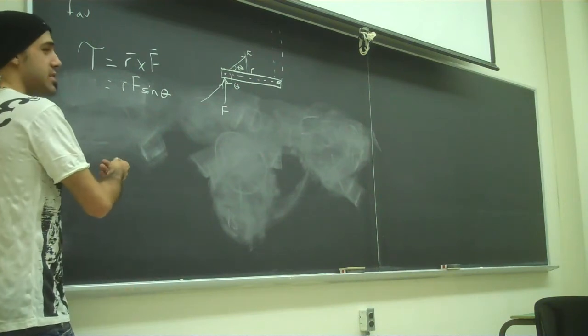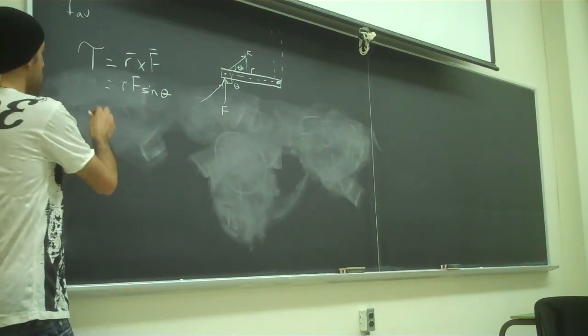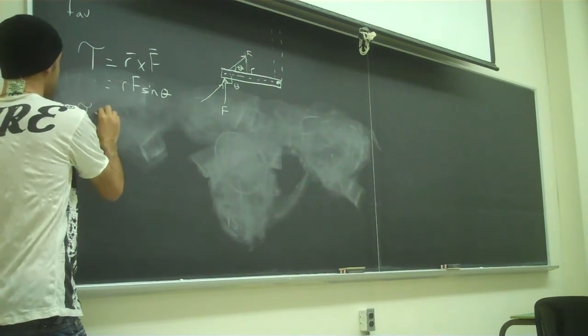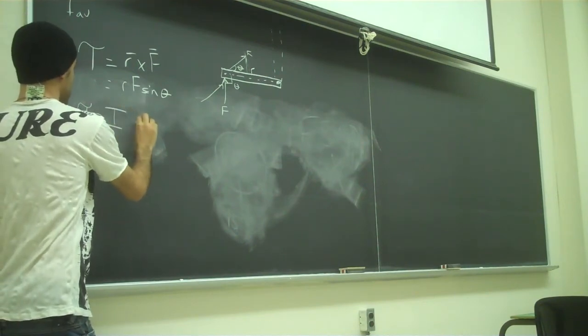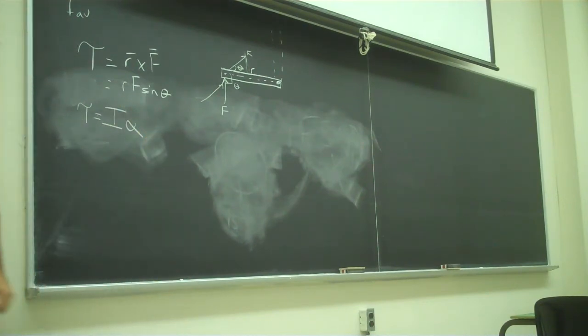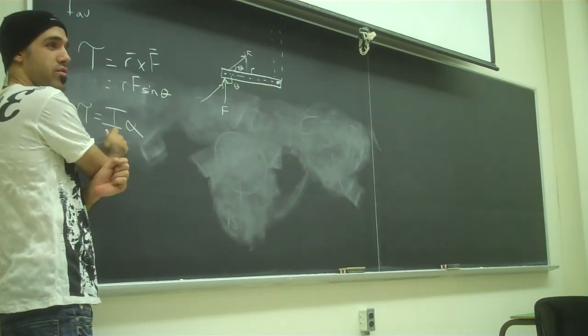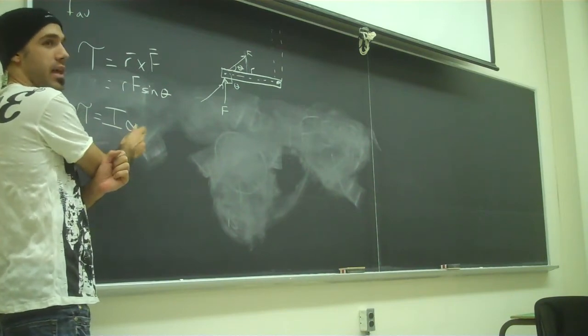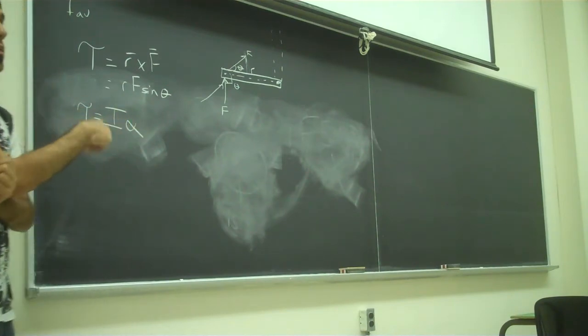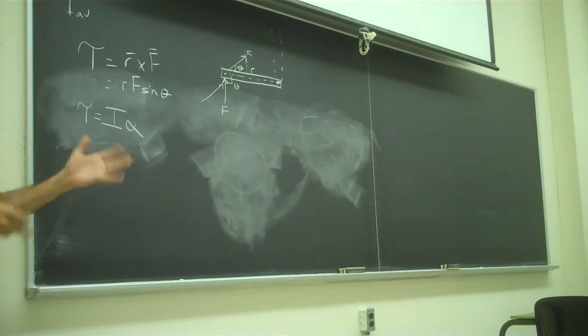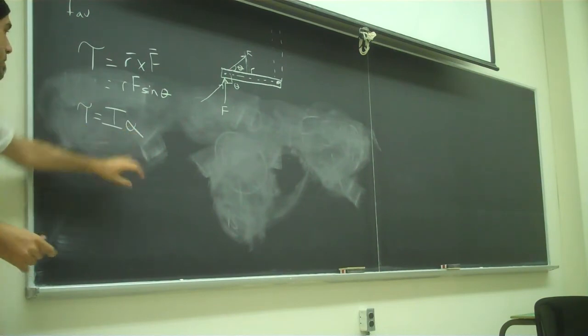Okay. So now I should also mention that the torque is also equal to this. So what are those two things? Can anyone say I alpha? You look very confused. I is the moment of inertia of the object that's being rotated, and alpha is the angular acceleration that the object will achieve or will experience.